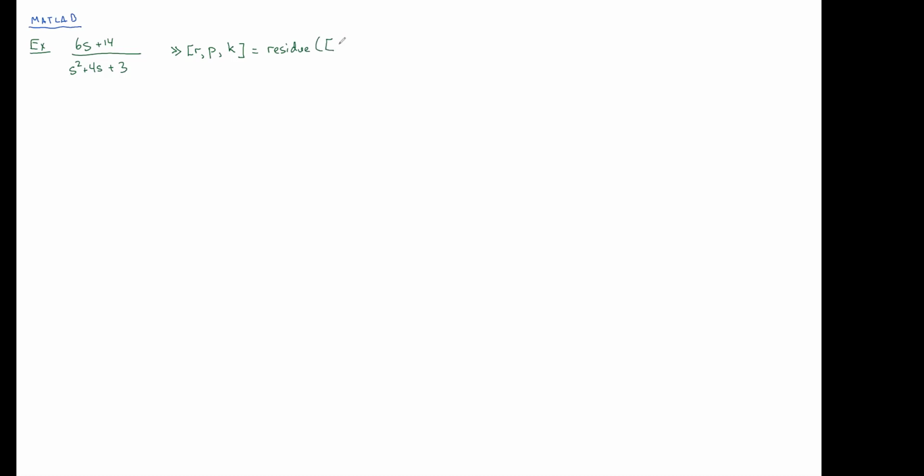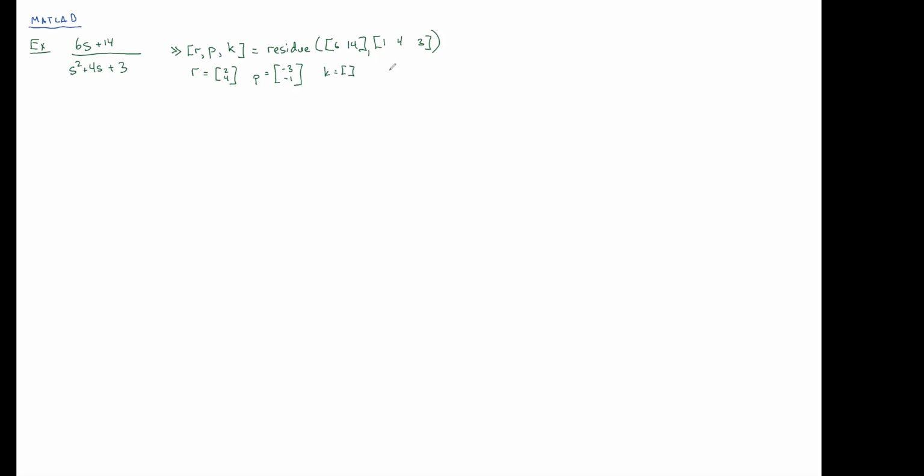The first vector are the numbers in the numerator, so the coefficients are 6 and 14, and then it takes the coefficients in the denominator, so that's 1, 4, and 3. For this particular problem, it will spit out an r vector. Remember, that's the numerator values of 2 and 4. It'll spit out a pole vector. Remember, that's the denominator values of -3 and -1. And because this is a proper fraction, it doesn't need to divide, and so the k vector will be empty.